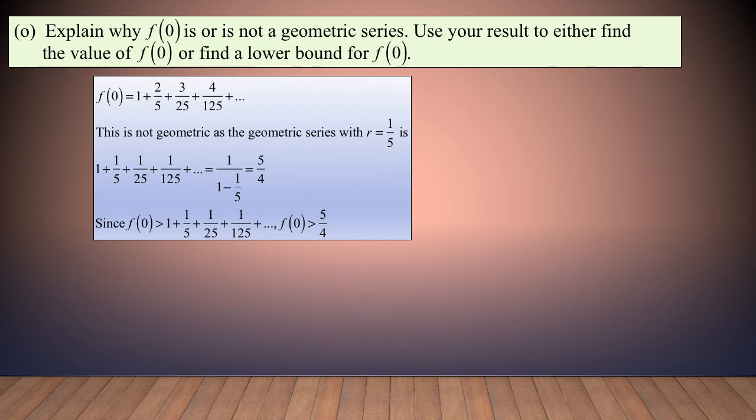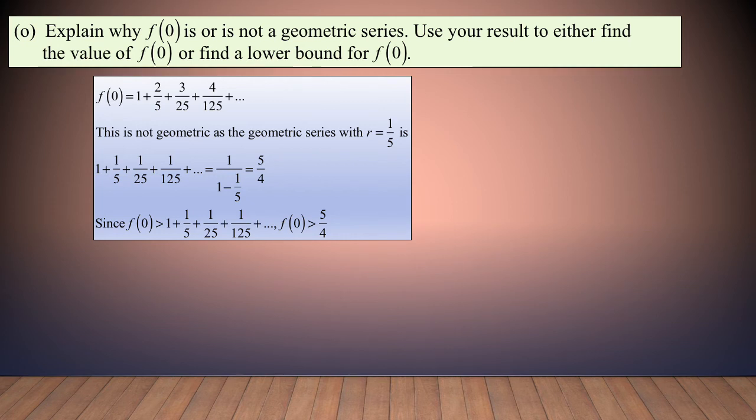At first glance, this looks geometric, but it is not, as the geometric series with r equals 1/5 is 1 plus 1/5 plus 1/25 plus 1 over 125 plus dot dot dot. We know the sum of this geometric series is 1 over 1 minus r, which is 1 over 1 minus 1/5, and that is 5/4.